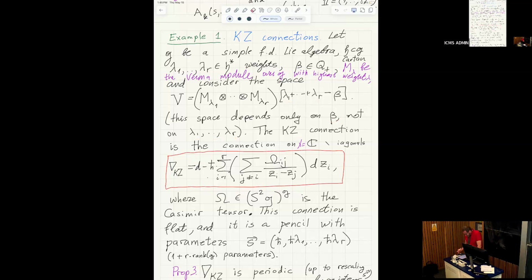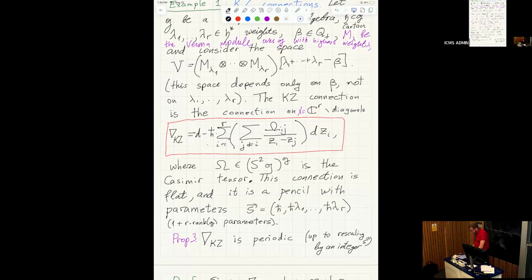And then the Knizhnik-Zamolodchikov connection is the connection on this configuration space, C^r minus the diagonals, given by the standard formula, nabla KZ equals d minus h bar times the summation over i, summation over j, of Omega_ij over z_i minus z_j dz_i, where Omega is the Casimir tensor for g. And this connection is flat.